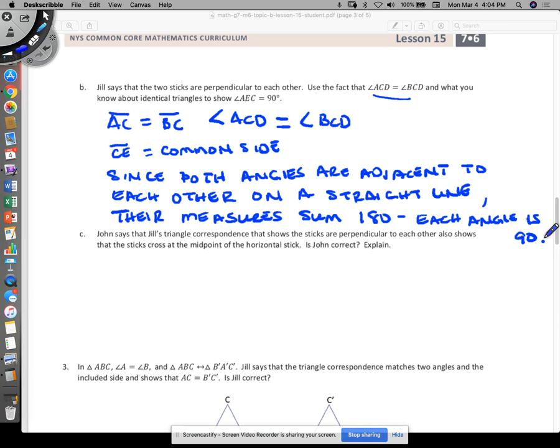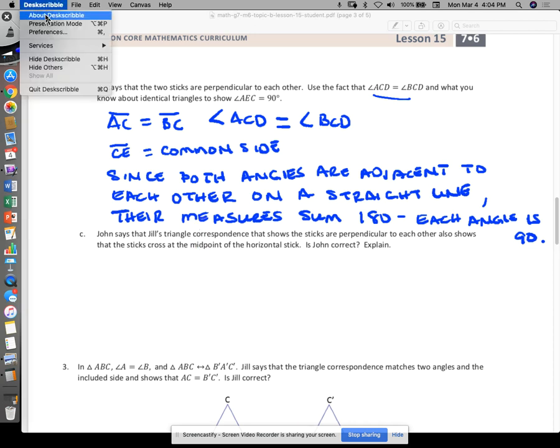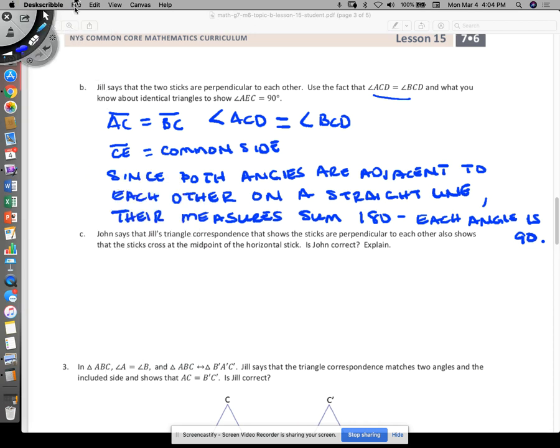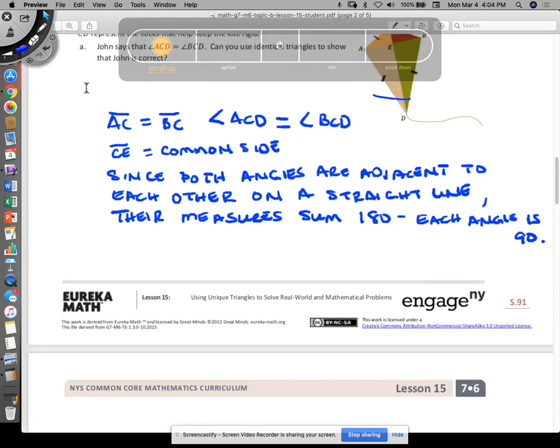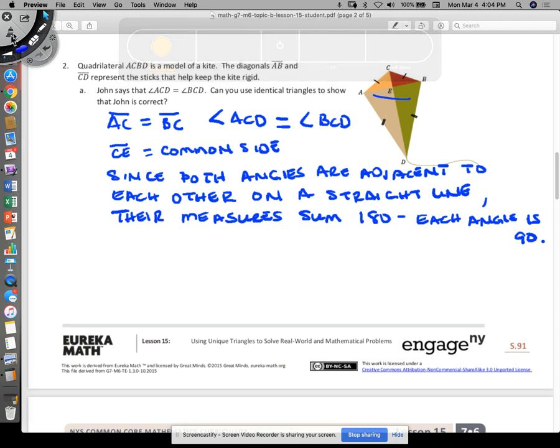C. John says that Jill's triangle correspondence that shows the sticks are perpendicular to each other also shows that the sticks cross at a midpoint of the horizontal stick. Is he correct? So, if you're looking at the picture of the kite, all right, we just proved these are 90s because this whole thing is 180. And if I cut that in half, I create two 90s because it's perpendicular.